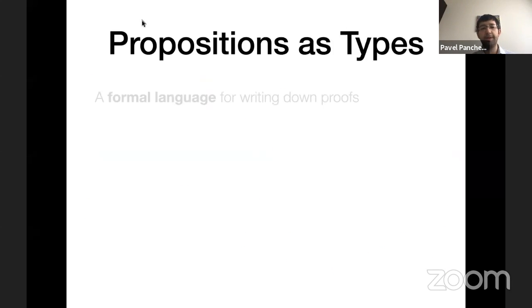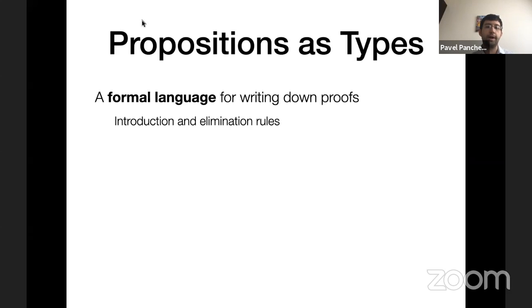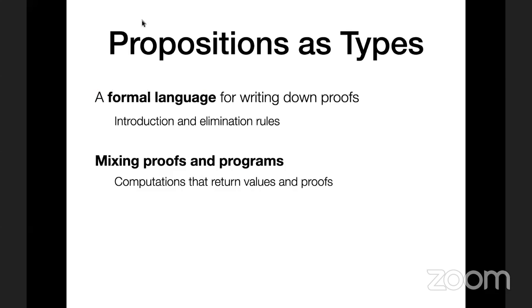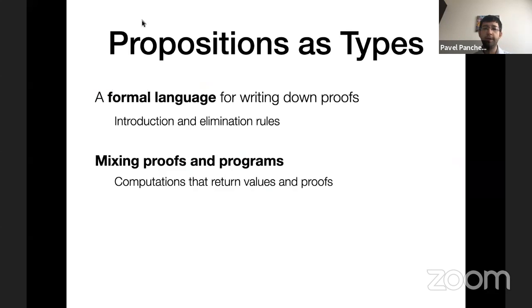And what I really mean by that is we're going to discuss a formal language in which you can write down proofs of various theorems. And this formal language is going to be built out of what are called introduction and elimination rules. And I'll discuss that in just a little bit. And then what we're going to look at is how we can mix programs that compute values with programs that develop proofs. We're going to take our formal language for writing down proofs and try to mix it with our language for writing down programs.